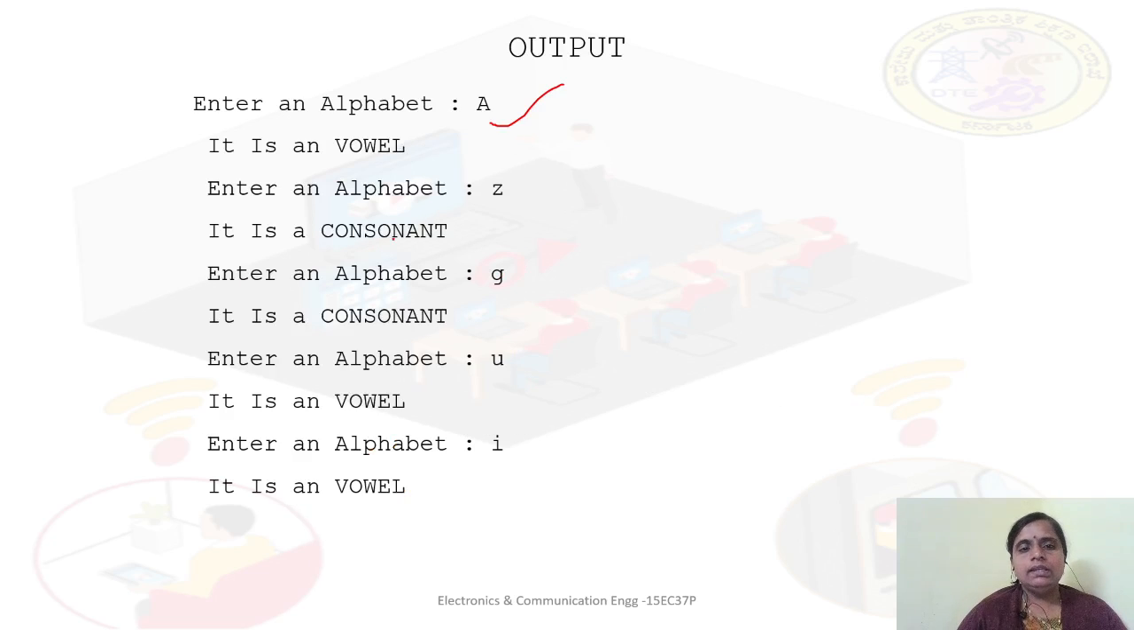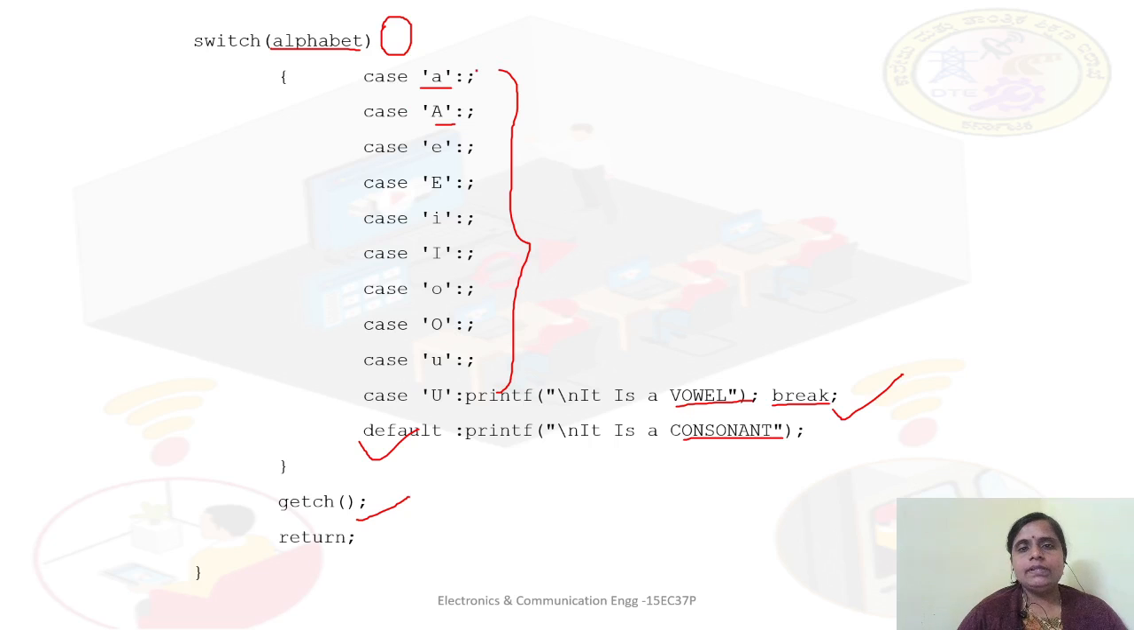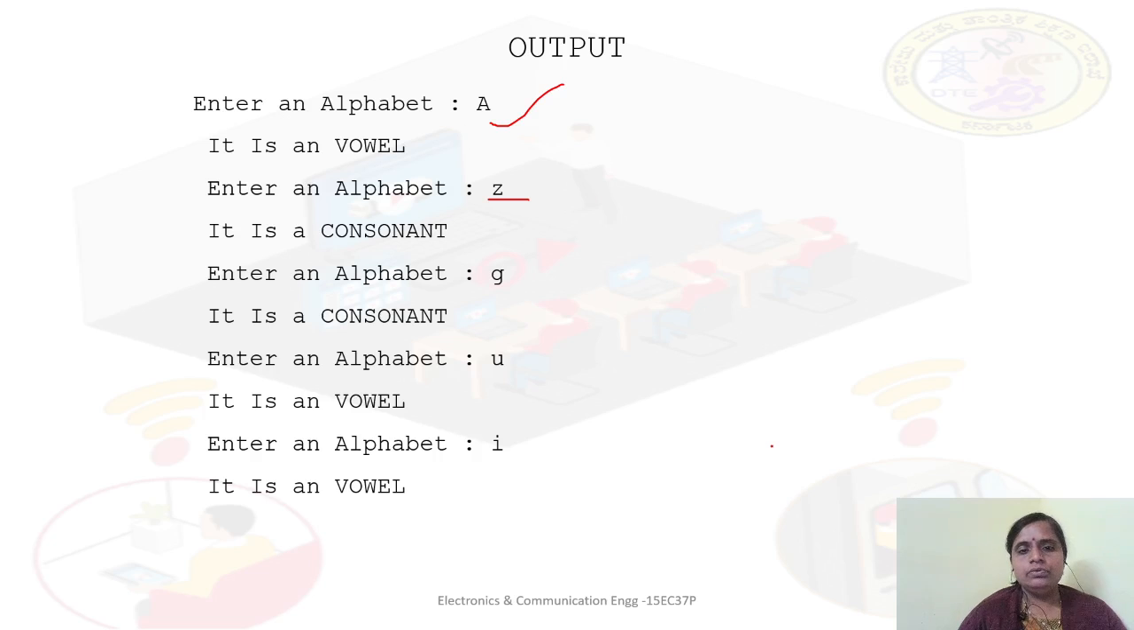Next, if I enter Z, what is happening? It is not matching any of these conditions, so directly it goes to this default. After checking all these cases, it goes to the default, and it is going to print that it is a consonant. In the same way, if it is G, U or I, it prints either consonant or vowel. This is how we write the program, and I have shown it with a simple example.